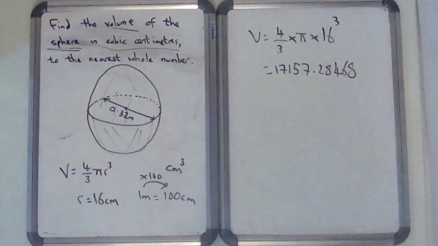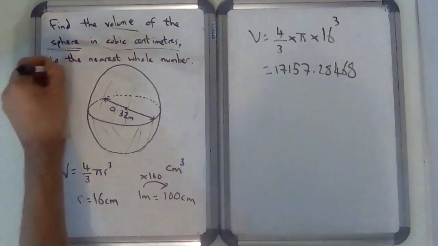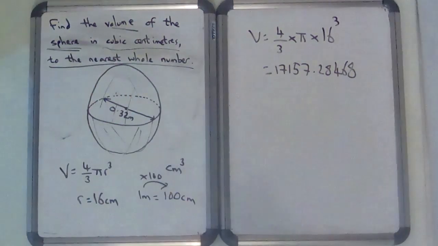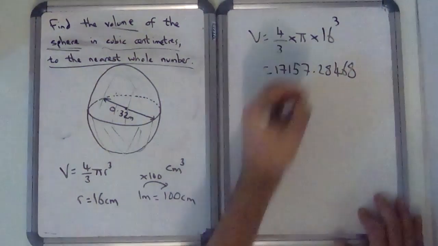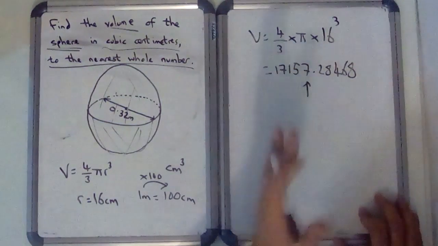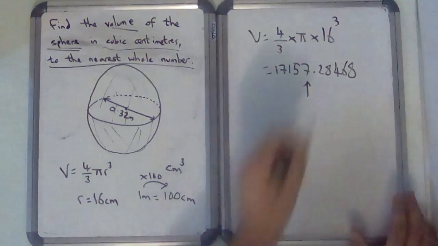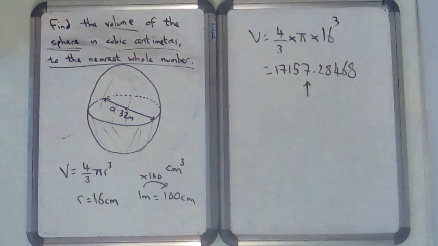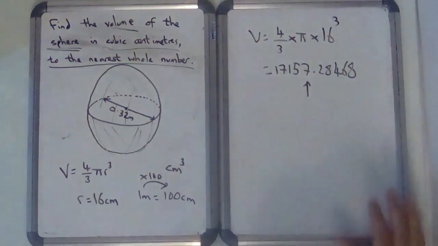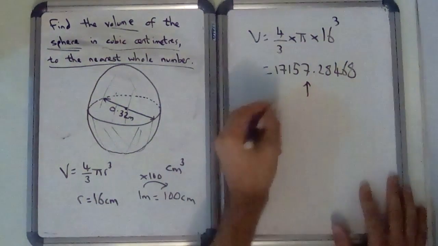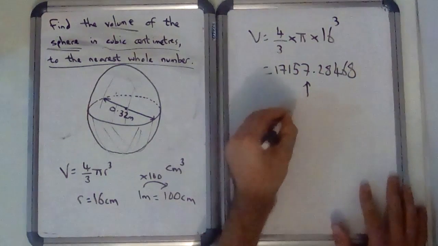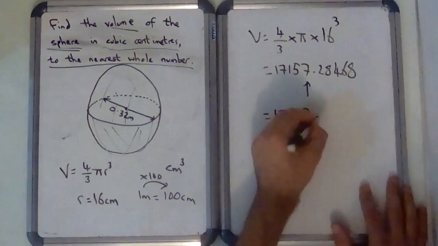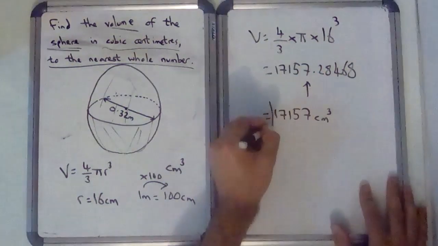Okay, so I'm going to need units, and I'm going to need to do this last bit. Give it to the nearest whole number. So the whole number bit that I'm interested in is the bit before the decimal point. I find the whole number digits, it's the 7. I look next door, does the 2 make the 7 go up or stay the same? 2's don't make things round up, they make them stay the same. So I can just chop off all the decimal places. So the answer is 17157 centimeters cubed to the nearest whole number.